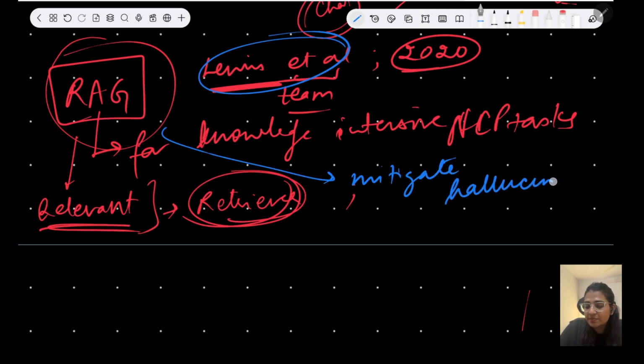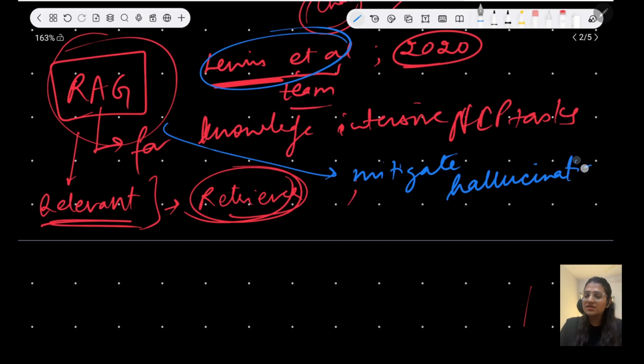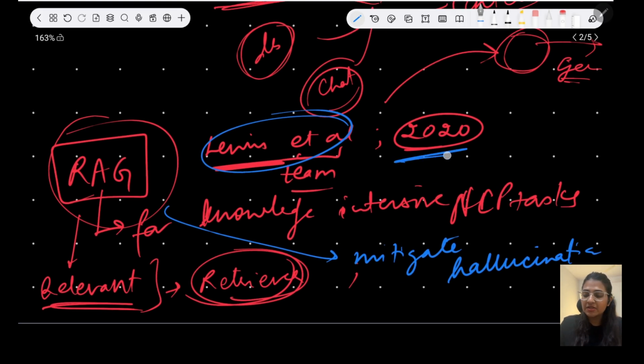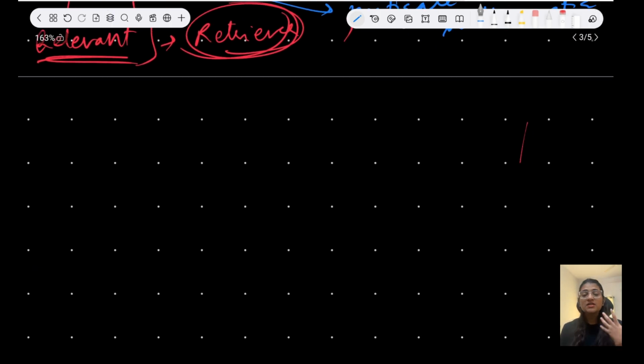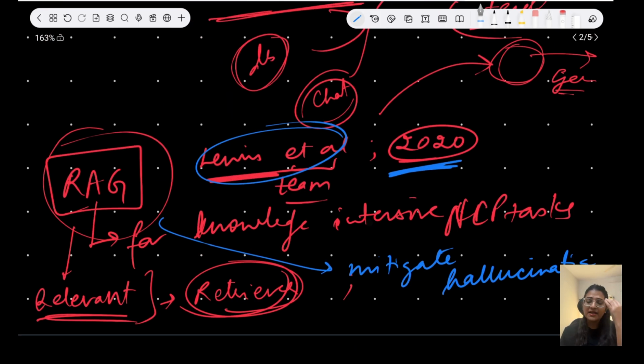Now, why is that? If you notice, the paper was published in 2020. This is back in the early days of the transformer model, and in the early days of large language models as a whole. And in the beginning, it was for NLP tasks.